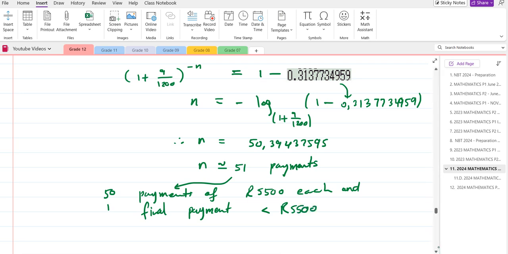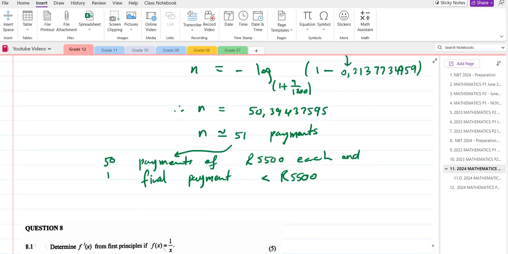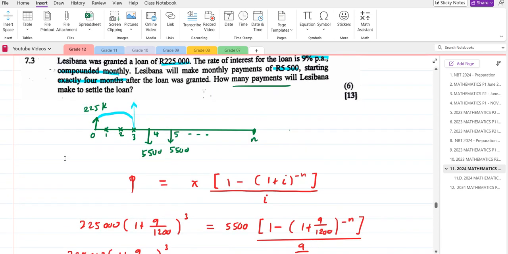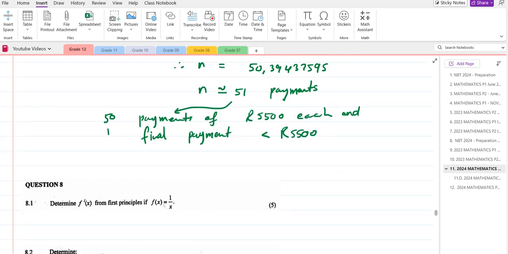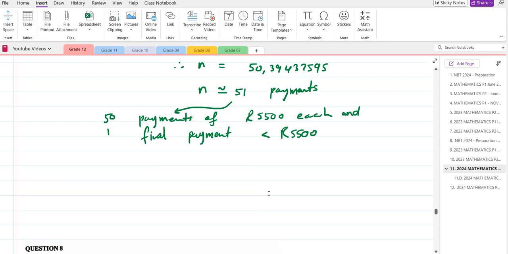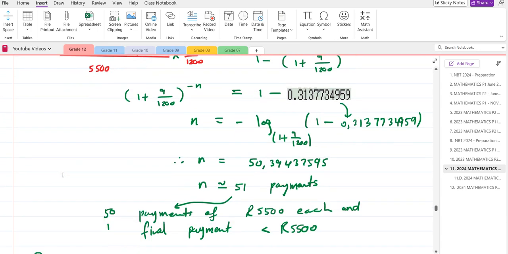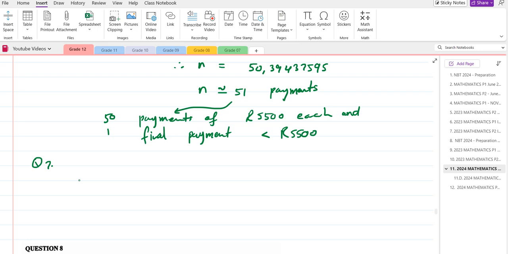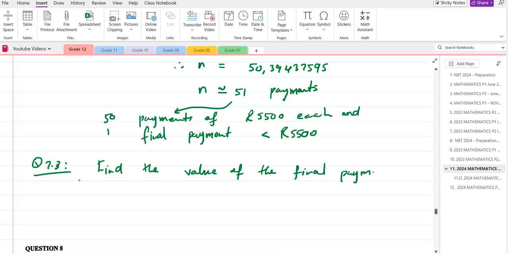Now I've got a question for you. Find the value of the final payment, which is question 7.4. I'm adding a question for you here. Additional question 7.3. Find the value of the final payment.